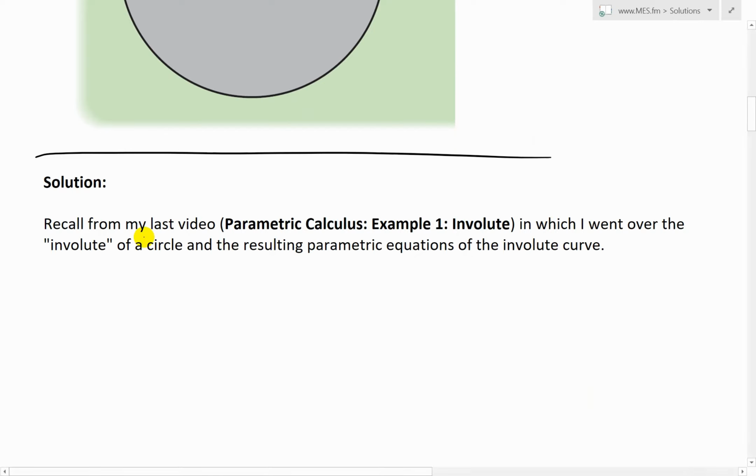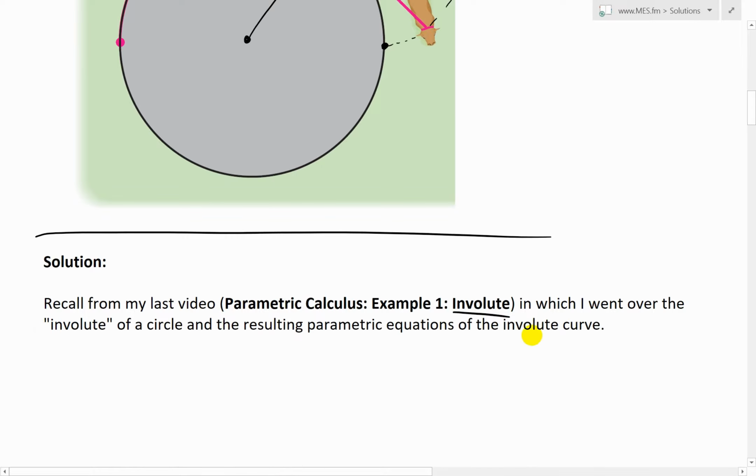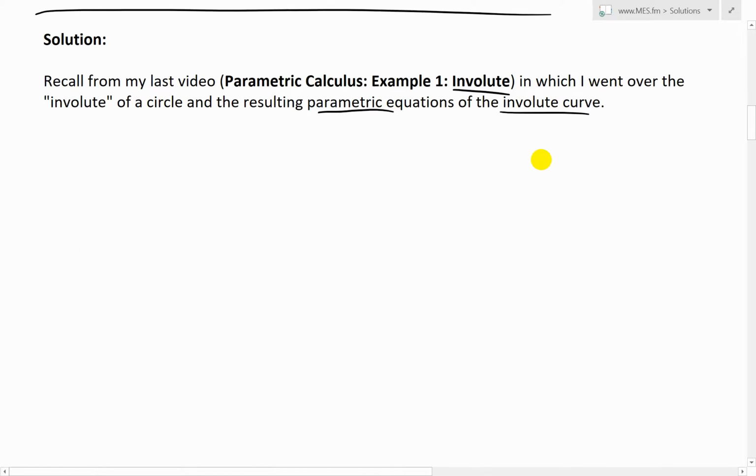First, recall from my last video, which was on parametric calculus, example 1 on the involute curve. This curve is called the involute. Basically in that video I went over the involute of a circle and the resulting parametric equations of the involute curve. I'll write those parametric equations soon.